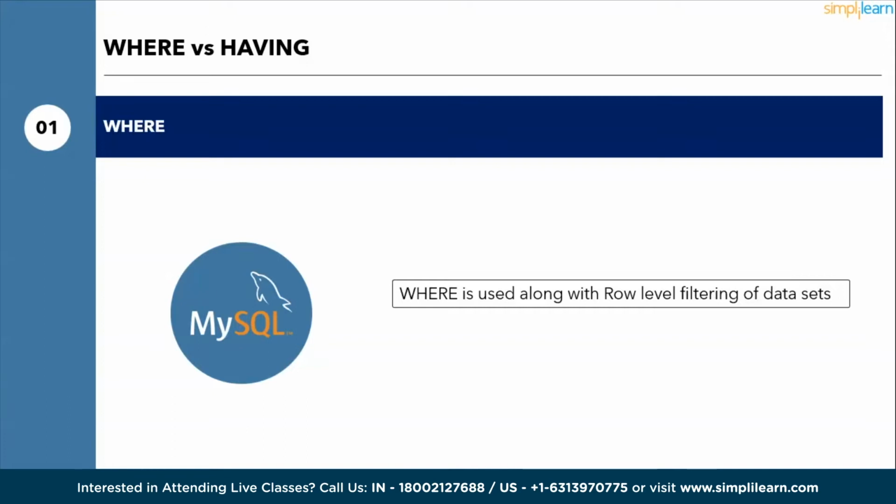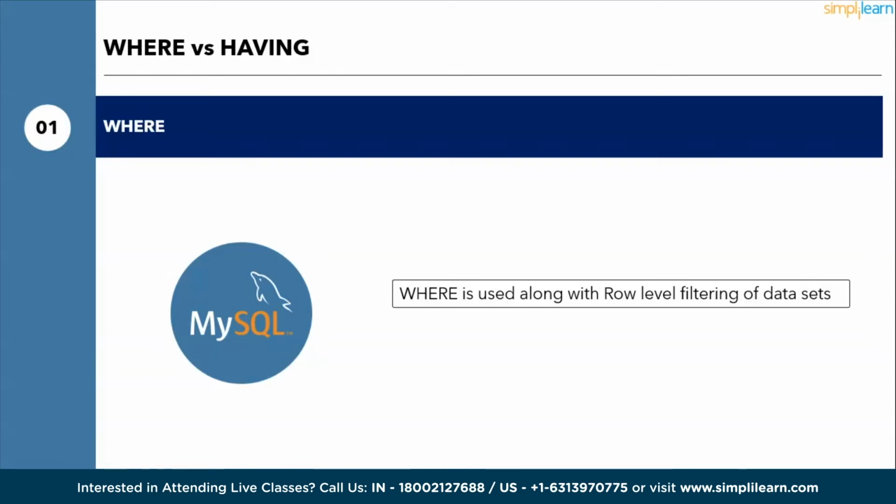Let's say you're working on an Excel spreadsheet and you have an employee data set. So there are various departments, maybe IT, development, testing, etc. Right? So in the same way, if you wanted to filter out all the employees from IT department alone, you would apply a filter on Excel, right? Filter employees who are working in IT department.